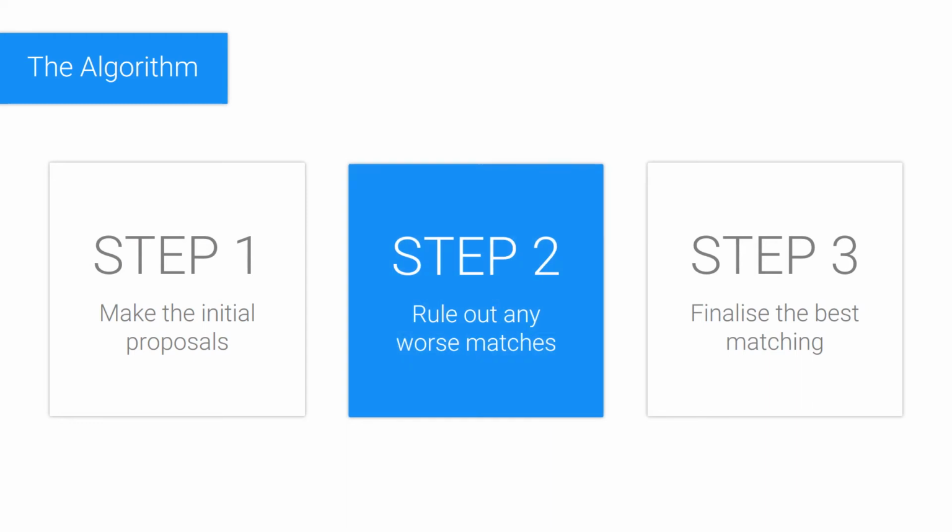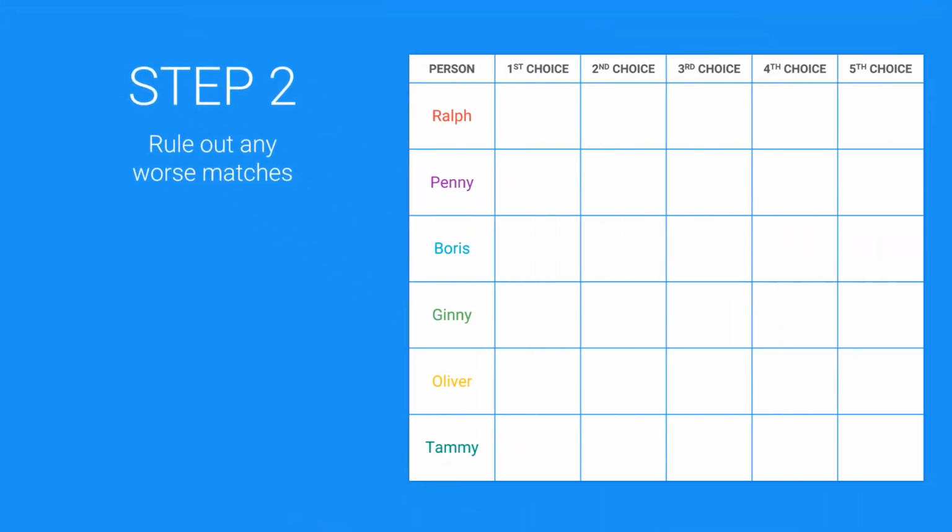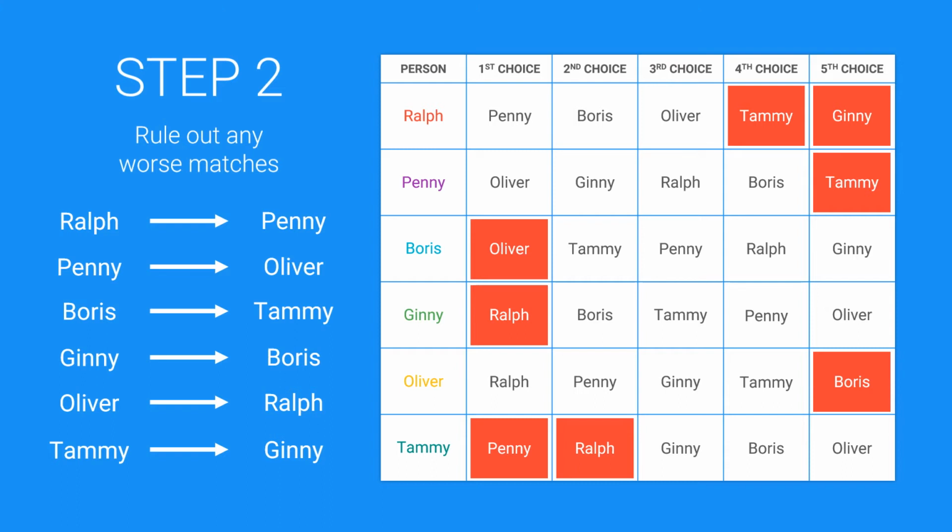Step 2 is the shortest step of the algorithm. All it does is rule out any matchings which are worse than the ones people already have. So all you have to do is look right in the matrix. For each person, we need to look at who's proposed to them. We then cross off anyone in their list who's ranked lower than the current proposer, making sure to delete their matches symmetrically. So here, Ralph is being proposed to by Oliver.